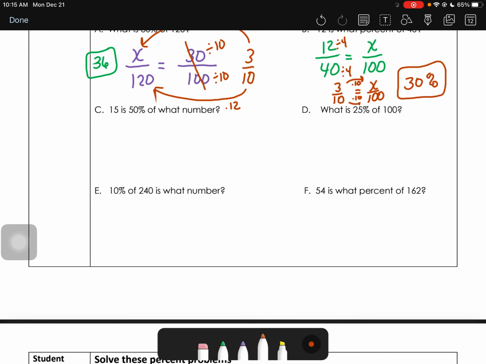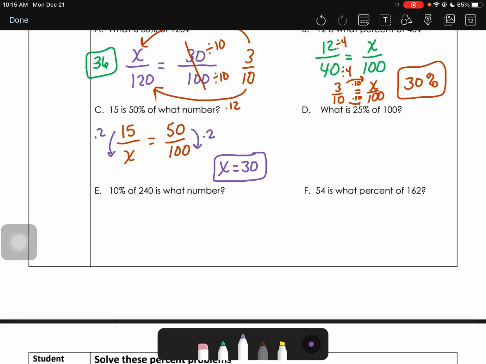$15 is 50% of what number? We know the part, but we don't know the whole, and we know the percent out of 100. So on this one, we're going to use the vertical example, which we multiplied by 2. So when we multiply by 2, x is going to equal 30. So it's 15 out of 30 is 50%.